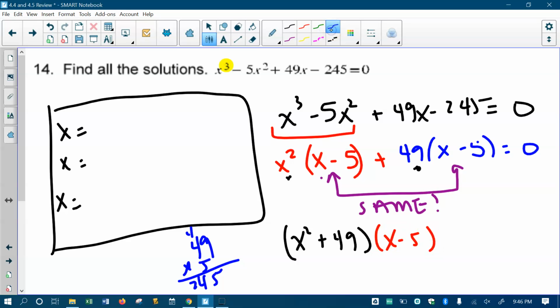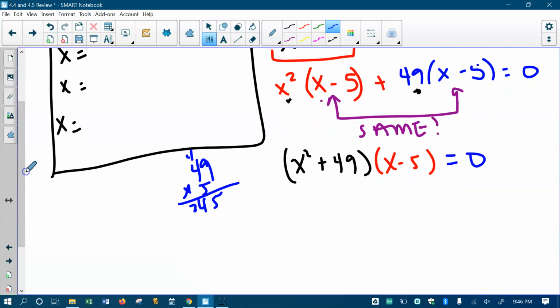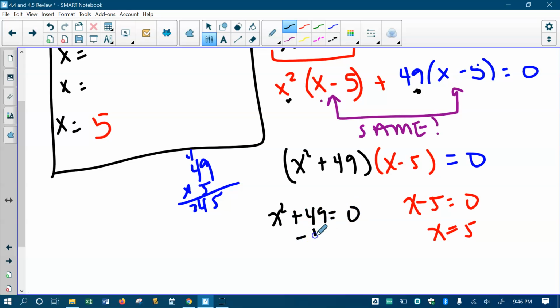Now, notice that this is equal to 0. So because this is equal to 0, I have to set each factor equals 0 to solve for x. So I'll set the red factor equals 0 and solve for x, which means x equals 5. So that's one solution. And then I'm going to set x squared plus 49 equals 0 and solve for x. So subtract the 49. Now x squared equals negative 49. Take a square root of both sides.